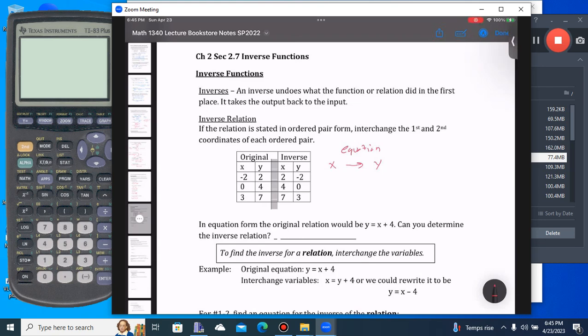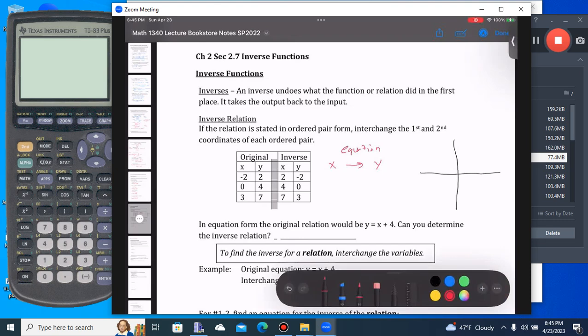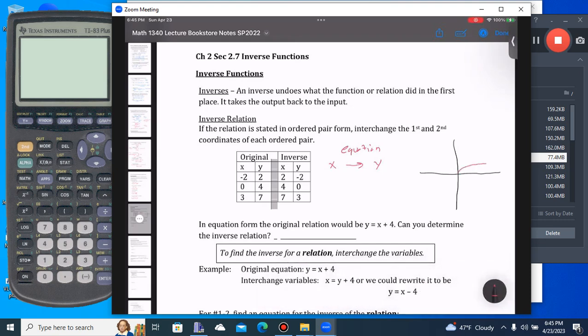So kind of like some graphs here. If we have something like this, that specific x value could go to either y value, positive one or negative one in this case. That's only a relation. But there's still an inverse to it, where that would take either one of those y values back to that x value.